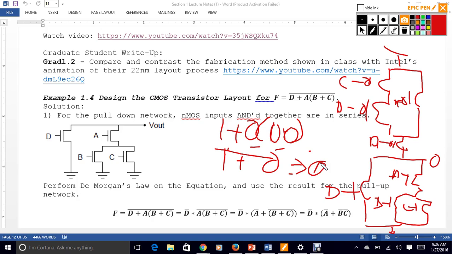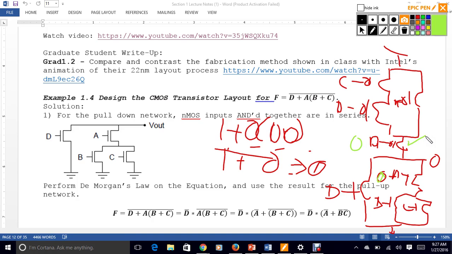So we have A is 0, correct? What that means is we're putting a 0 on A here, and we're putting a 0 on this PMOS transistor. So if we put a 0 on a PMOS transistor, is it on or off? On, okay, so this is on. What about this NMOS transistor? It's off.